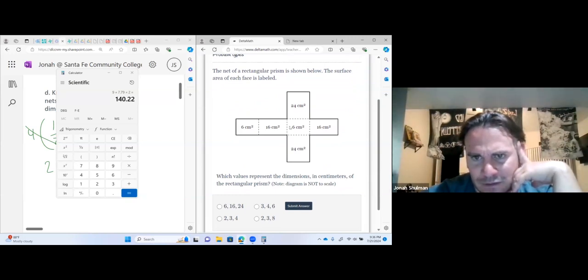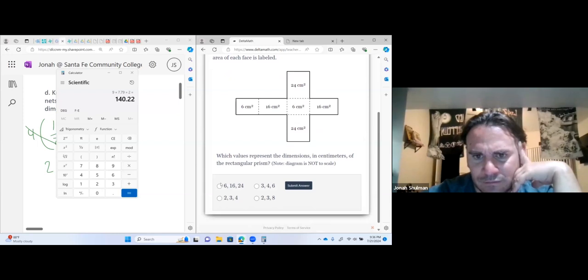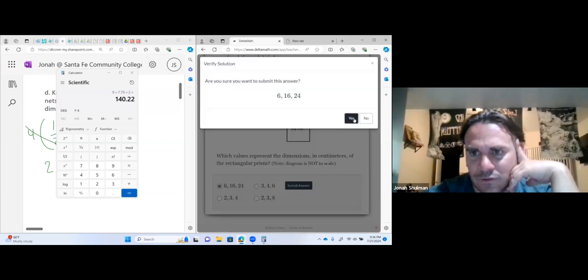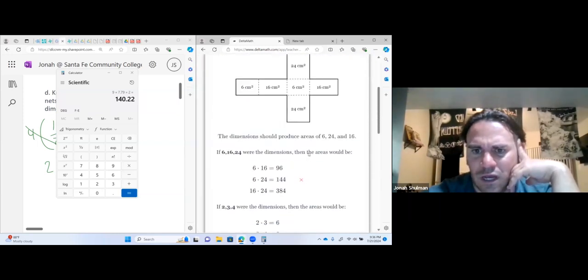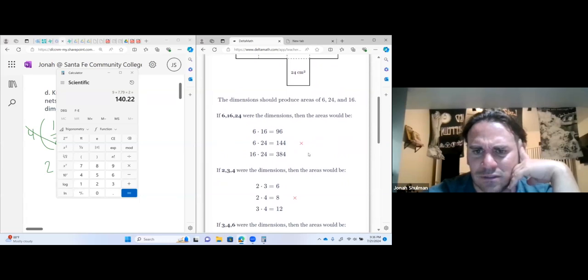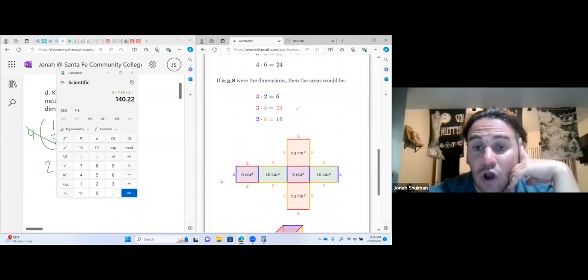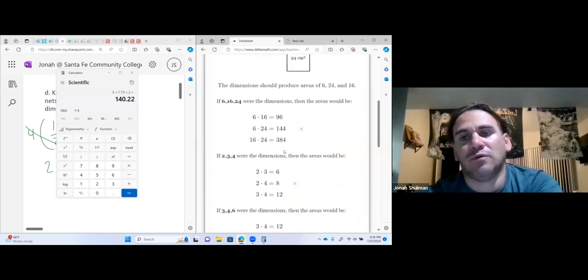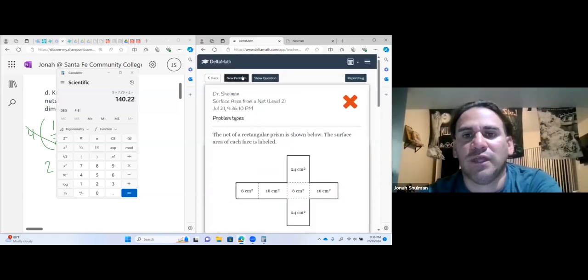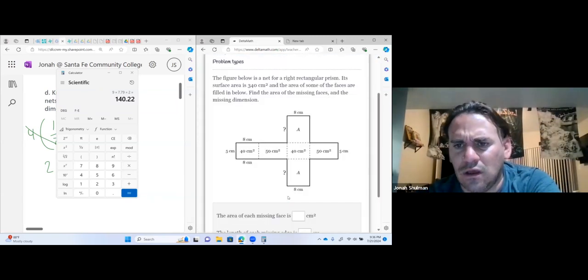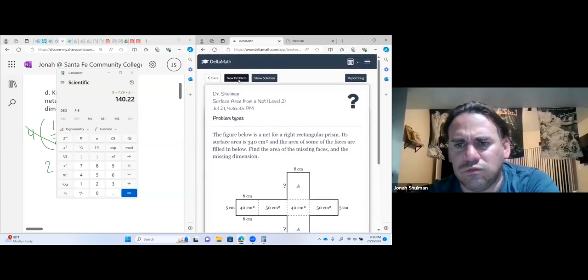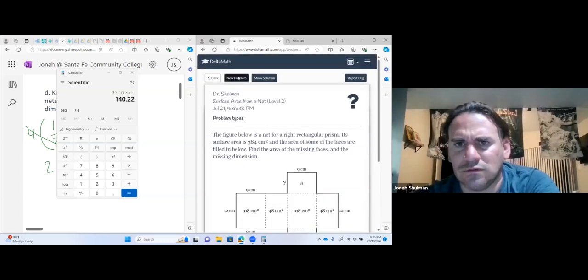It's 6 by 16 by 24. What? It is 6 by 16 by 24. Oh, they want the outsides. Okay, I see what they want. All right, let's do another one because I gave you the areas. I thought those were the sides. Oh, I don't care which one they give us.